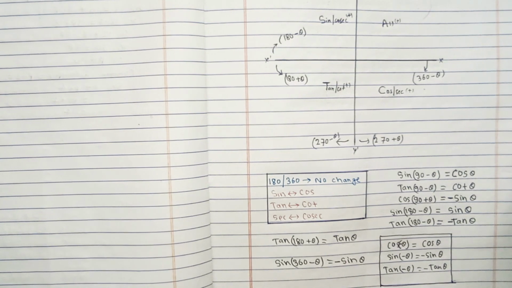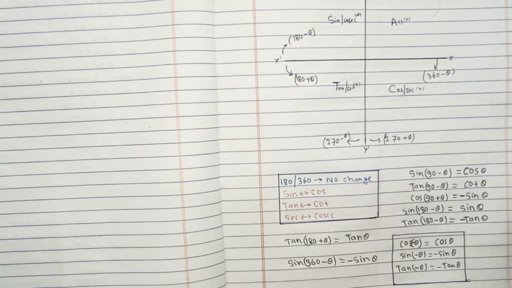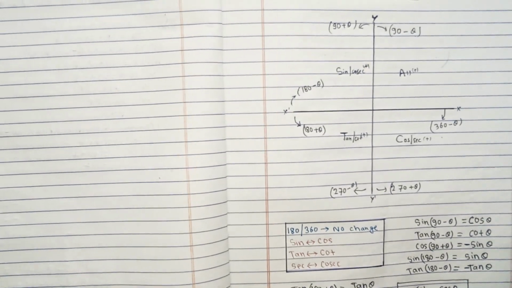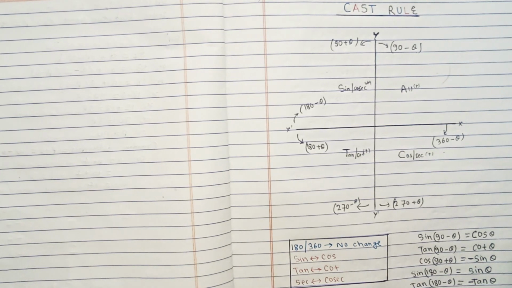This is all about the quick review of the cast rule. You can try more combinations by yourself and check it out, and you can observe this at the time of the exam, so that you can get a quick review of the cast rule.